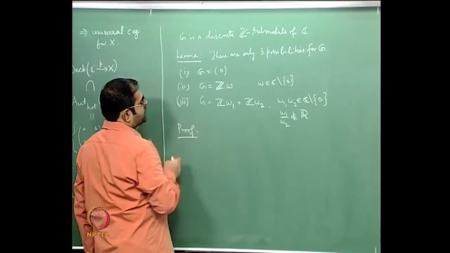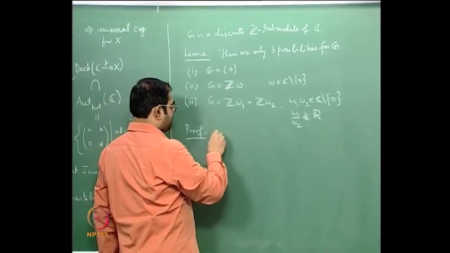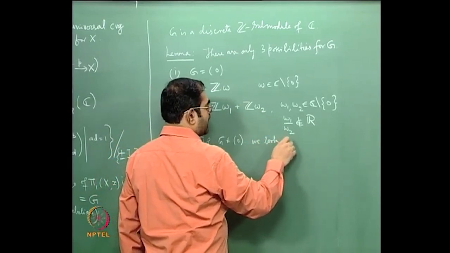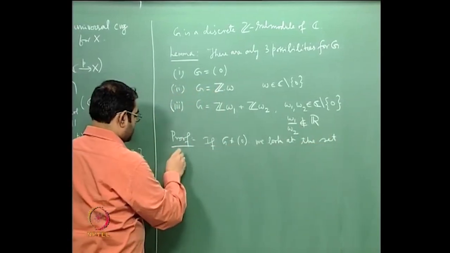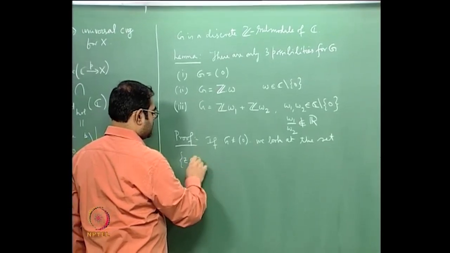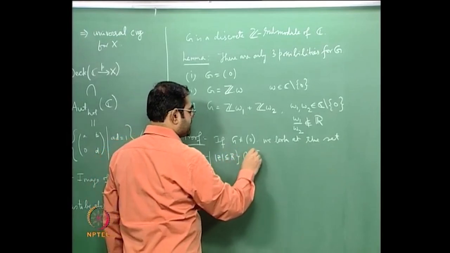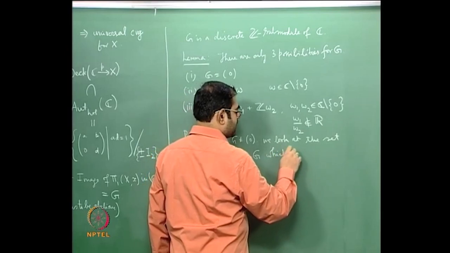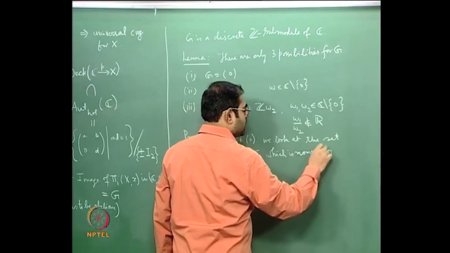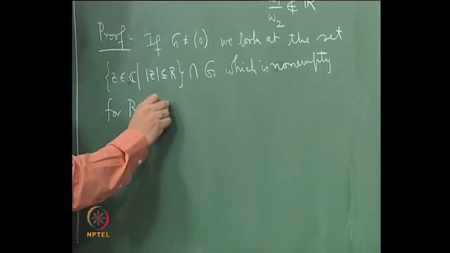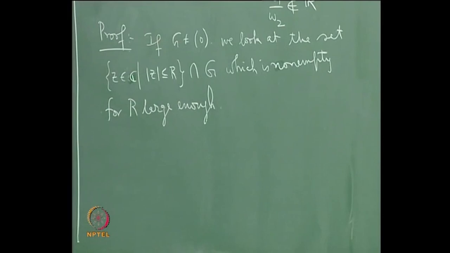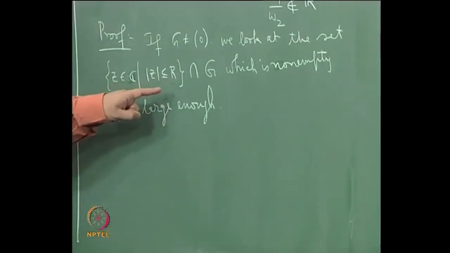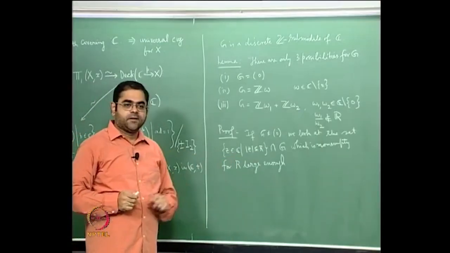So the first thing I want to say is, of course, let us assume G is not 0, okay. If G is not equal to 0, we look at the set of all Z in C such that mod Z is less than or equal to capital R, intersection G, okay. Which is non-empty for R large enough. So if G is not 0, then G has some element. So all you have to do is choose capital R greater than the modulus of that element, and then this intersection will contain that element, okay. So you can choose R sufficiently large so that this is non-empty, okay.